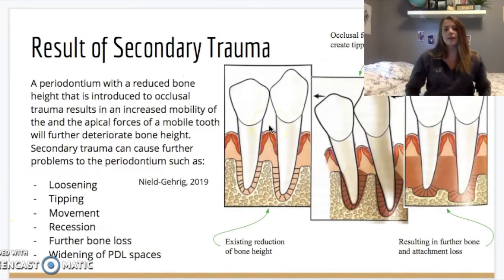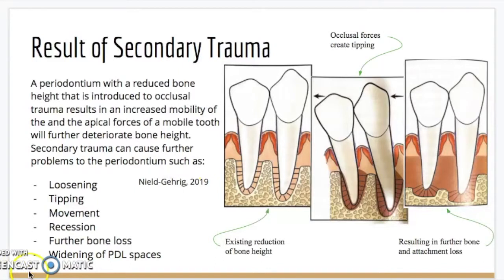So the result of secondary trauma is that the unhealthy periodontium that already has bone loss and attachment loss is going to create a mobility of the teeth, and the apical forces of the mobile tooth will further deteriorate the bone height. Further problems can lead to loosening of the teeth, tipping, movement, recession, further bone loss, and widening of the periodontal spaces. So as you can see in this first picture, there is already bone loss right here.